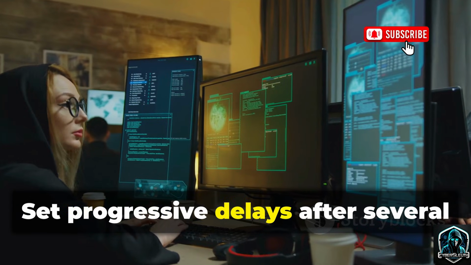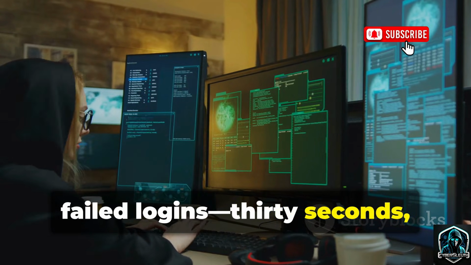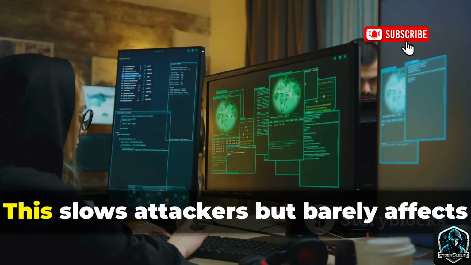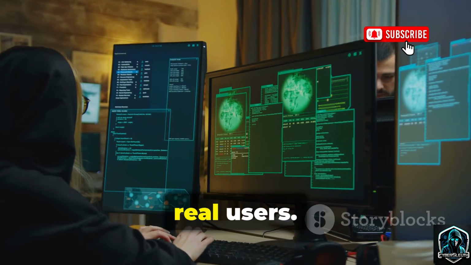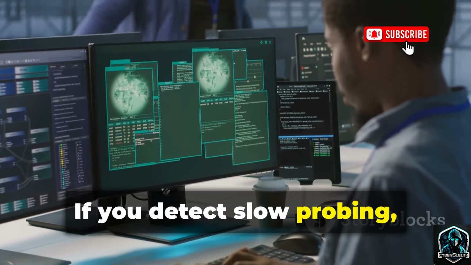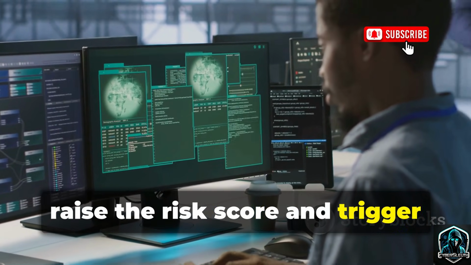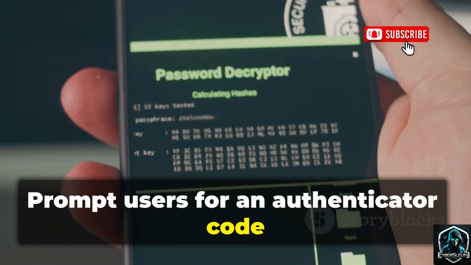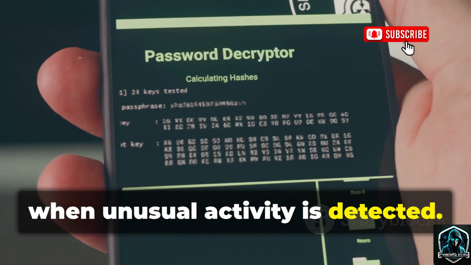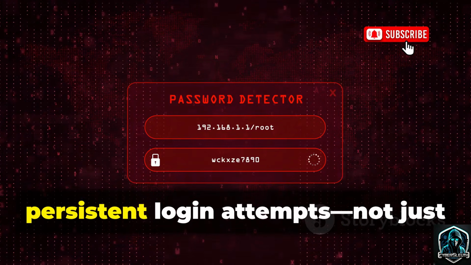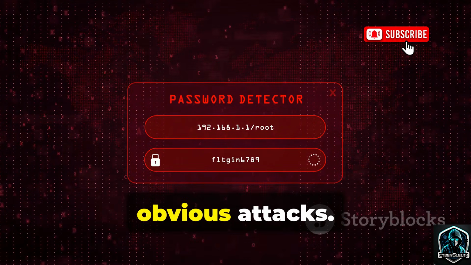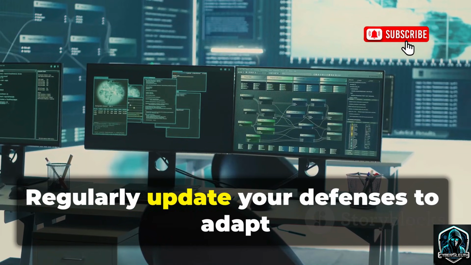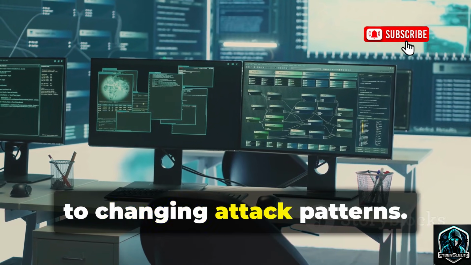Set progressive delays after several failed logins, 30 seconds, then 5 minutes. This slows attackers but barely affects real users. If you detect slow probing, raise the risk score and trigger multi-factor authentication. Prompt users for an authenticator code when unusual activity is detected. Monitor for subtle, persistent login attempts, not just obvious attacks. Regularly update your defenses to adapt to changing attack patterns.